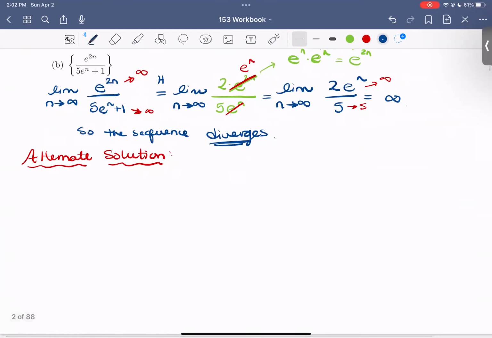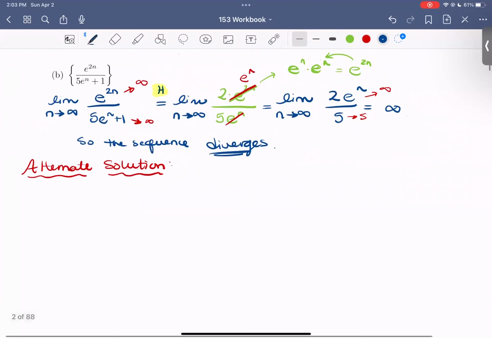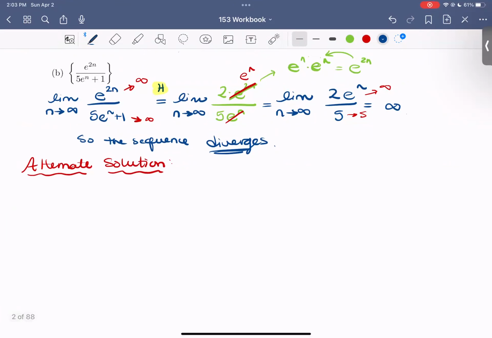What we just worked out together was using L'Hopital's rule to compute the limit. But in this solution, we're not going to use L'Hopital's rule. We're going to use some clever algebra. The reason we're doing this is because in some examples or sequences, it's going to be more useful to use the method that I'm about to show you than to use L'Hopital's rule. That's the case when L'Hopital's rule doesn't apply, maybe we don't have the infinity over infinity form, or maybe the derivatives are too complicated to work out. Let's start with the limit as n goes to infinity of e to the 2n over 5 e to the n plus 1.